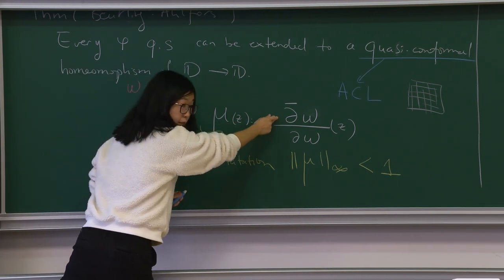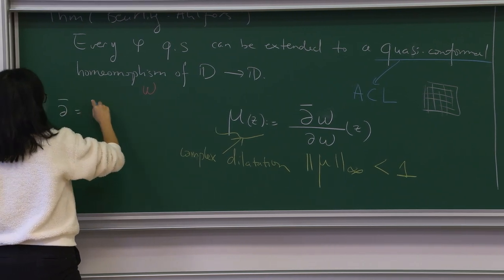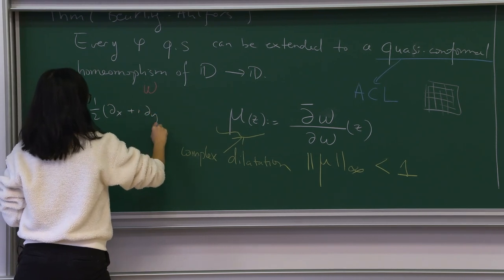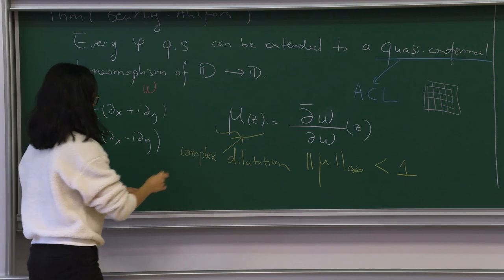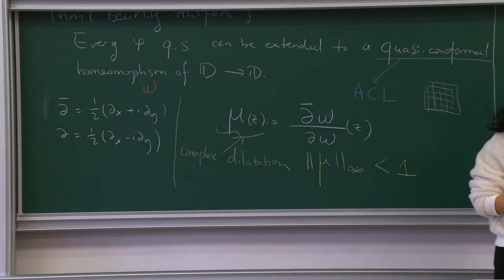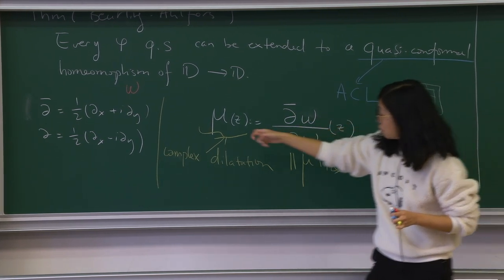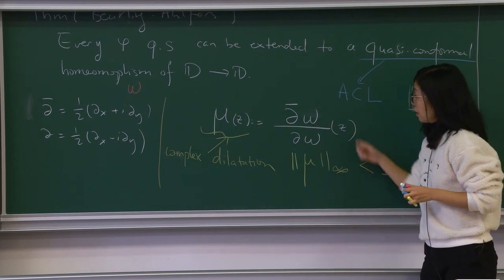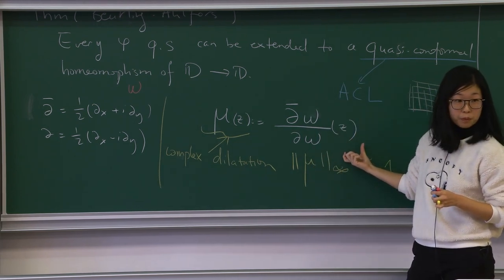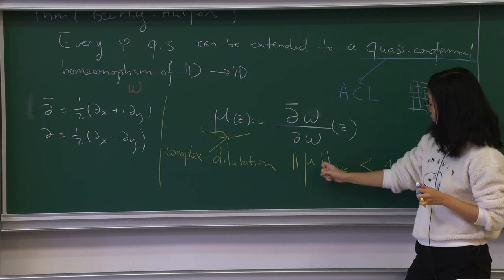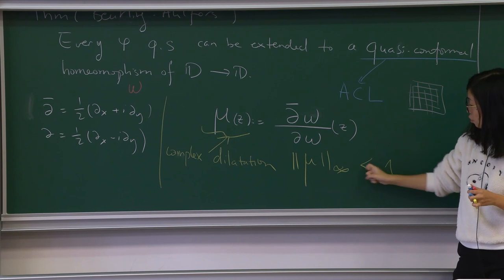Okay, this d bar is the complex derivative. So d bar of W is just 1/2 dx plus i dy, and d is 1/2 dx minus i dy. So if your map W is conformal, this d bar of a conformal map is always 0. If you check this, it corresponds to the Cauchy-Riemann equation of the map. So this ratio is telling you how far this map W is from being conformal. And the fact that this is pointwise less than 1 is saying that this map is orientation preserving. But being quasi-conformal, it asks you for this mu to be uniformly bounded away from 1.